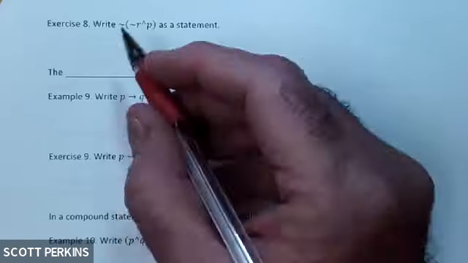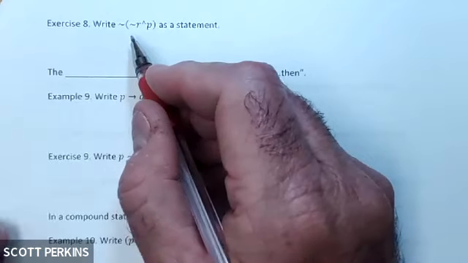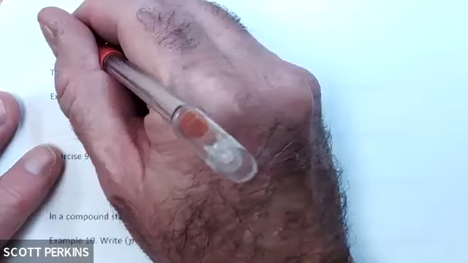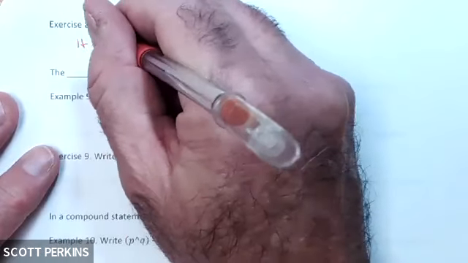All right, once again, you see the squiggly in front of the parentheses. So that means the first thing that hopefully you wrote down is it is false that, or it is not true that.